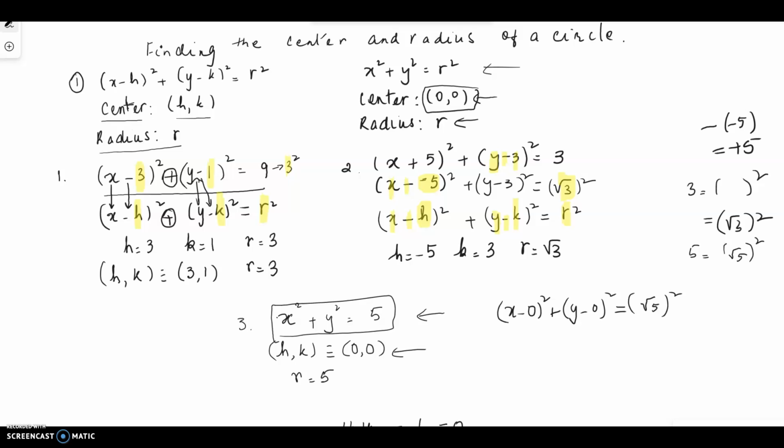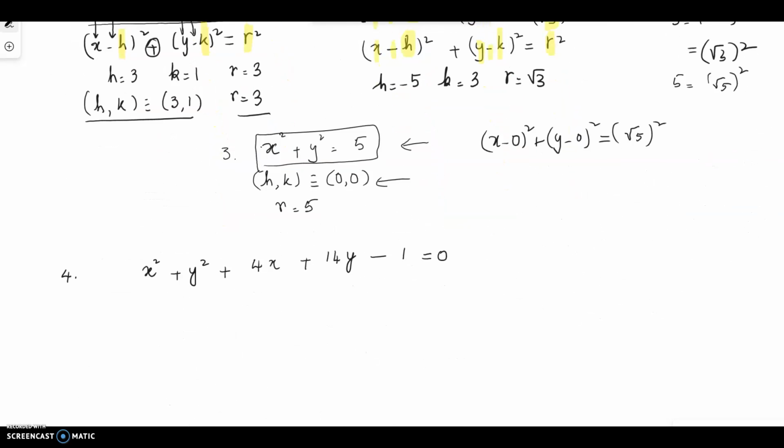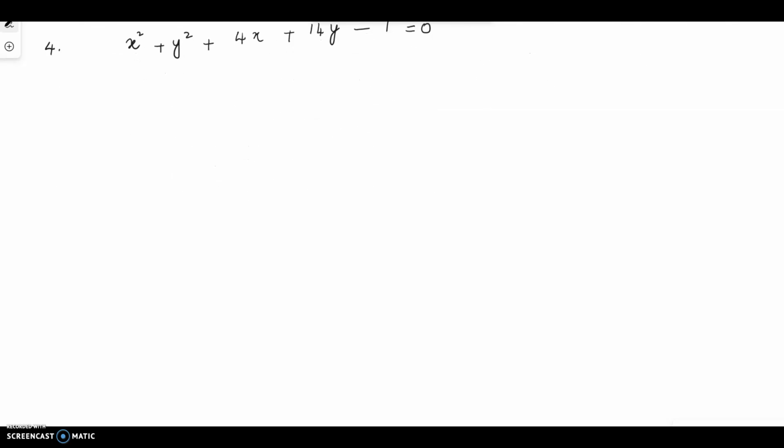This is what we did in my previous video. If it's given in the standard form, it's very easy to find the center and the radius in each case, and we did several examples. But now, what if it is not given in the standard form?